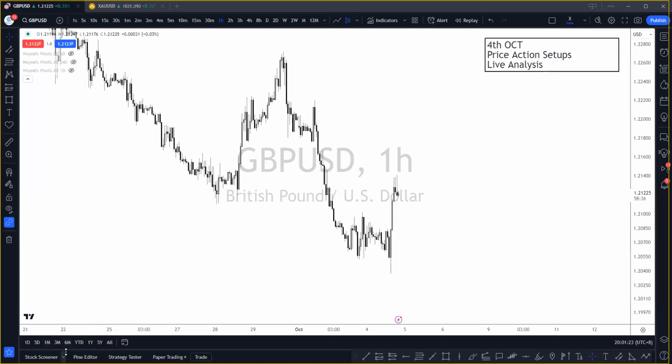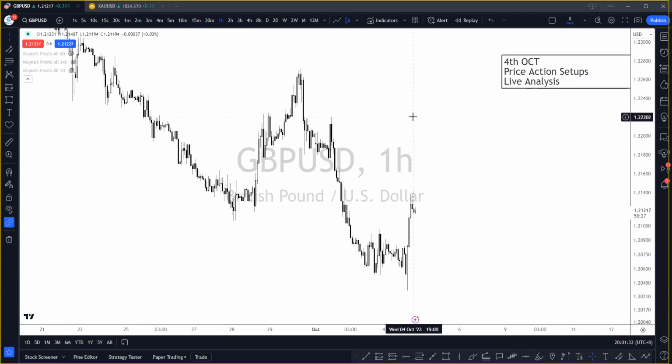For those who are here already, today's session will be on price action setups. We're going to look at the live analysis of GBP USD for the London session. It's only going to be a half hour session, so we're going to go through some very quick setups so that we can prepare the trades for this week or even for today.